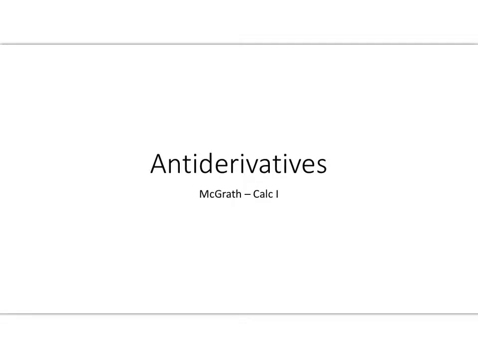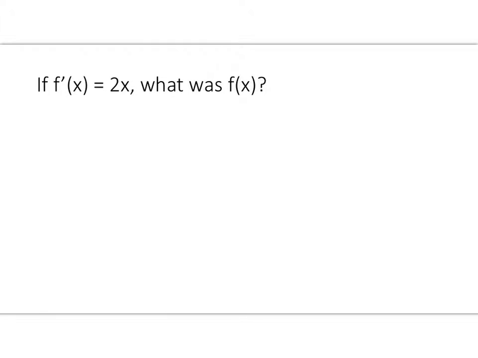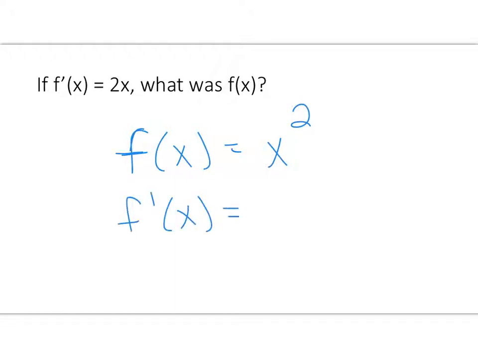In this video, we're going to learn about antiderivatives. From our work with derivatives, we know that if the derivative f prime of x is equal to 2x, we can work backwards and figure out what f of x was, because when we take the derivative, we use our power rule. So f of x in this case would have been x squared, right? And I can check that: f prime of x, using my power rule, would be 2x.